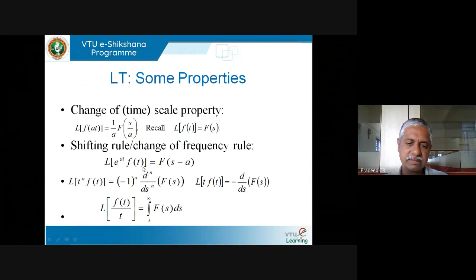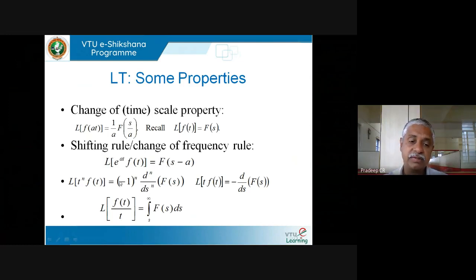So what this formula says is, the Laplace of e power at f(t) is capital F(s minus a). It means if I know the Laplace of small f(t), then I know the Laplace of e power at into f(t). All I have to do is change s to s minus a. It is purely an algebraic operation. Just replace s by s minus a, as simple as that. It looks very innocuous, but it's very powerful.